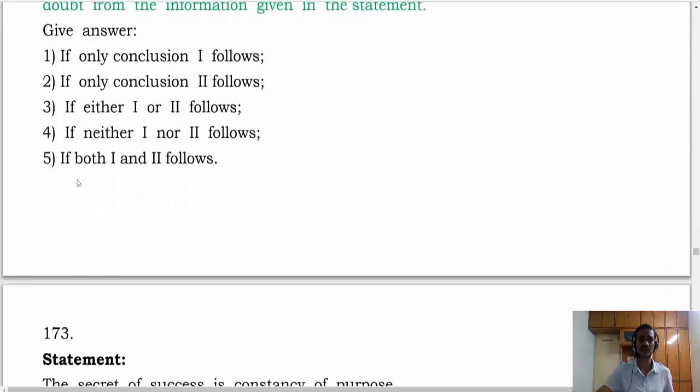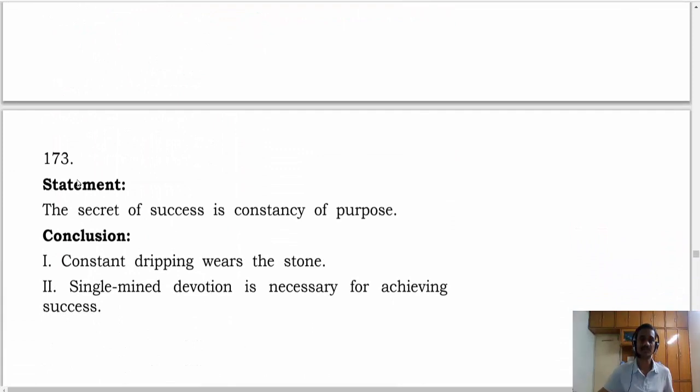Then 173, conclusions. Okay, the secret of success is constancy of purpose. Now, the secret of success. Now constancy of purpose: if we can reveal our purpose constantly, then that is the secret of success. That means whatever thoughts you have, if you completely focus on those thoughts, then it is the secret of success. That means focusing on a single thing for a constant period of time. Okay, then what is your answer here? Constant dripping wears the stone.